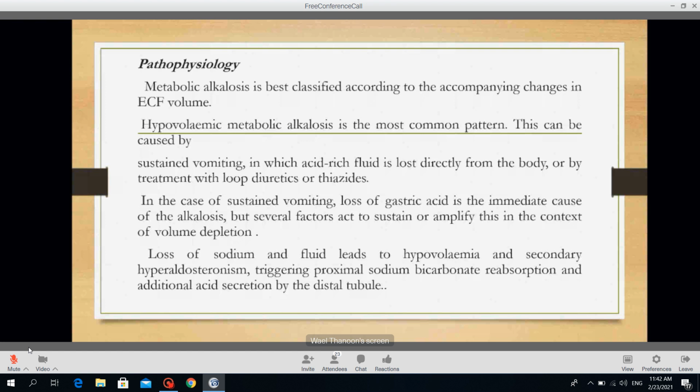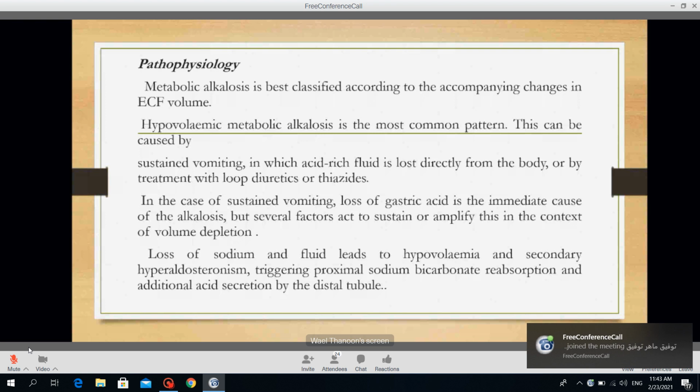In case of sustained vomiting, loss of gastric acid is the immediate cause of alkalosis. But several factors add to sustain or amplify this in the context of volume depletion. Loss of sodium and fluid leads to hypovolemia and secondary hyperaldosteronism, triggering proximal sodium bicarbonate reabsorption and additional acid secretion by the distal tubule. That means the hypovolemia will cause hyperaldosteronism, and hyperaldosteronism will conserve more bicarbonate, more fluids and more sodium to preserve extracellular volume. Here, what will happen? More excretion of hydrogen.